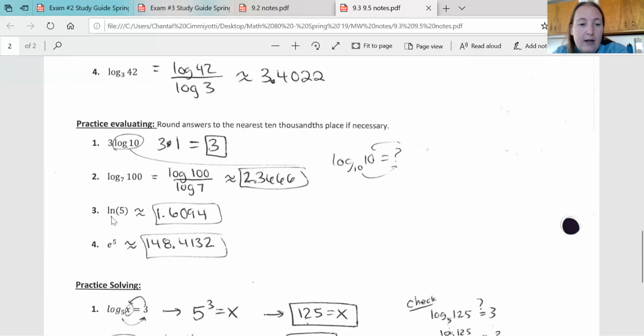ln of 5, so you should have an ln button on your calculator. Even those 89s, the 84s, the 83s, the scientific, there should be an ln button. ln, put in 5, hit enter, round to the nearest 4 places. There should also be an e button somewhere. E, and then normally it puts in a little caret already for you, and you just hit 5. If not, you can hit the caret button yourself and hit 5 and then enter.